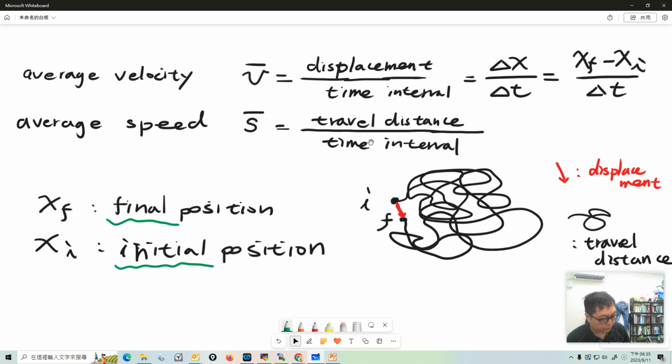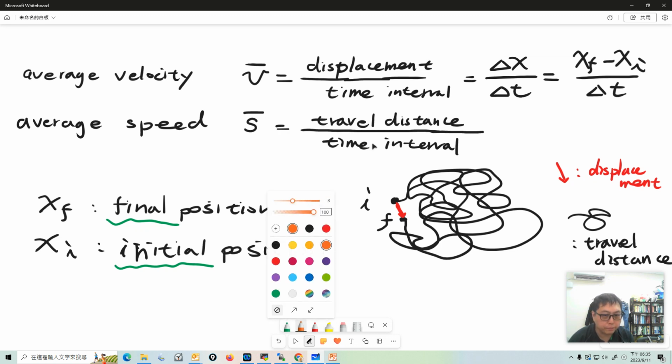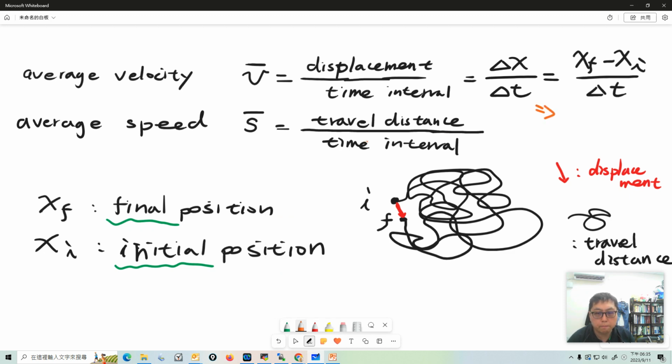Let me make a note here. What's the unit of average velocity? In the MKS system, it's distance divided by time, so it's meter divided by second. That's the MKS unit system.